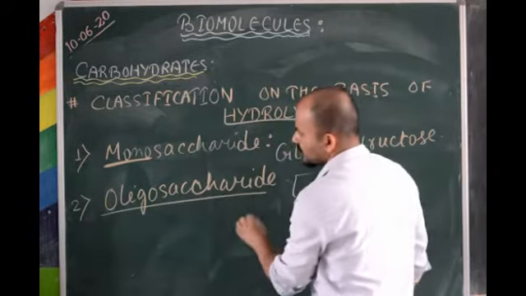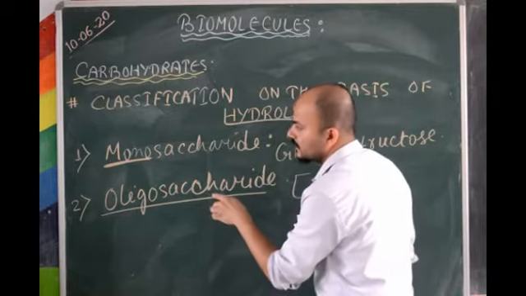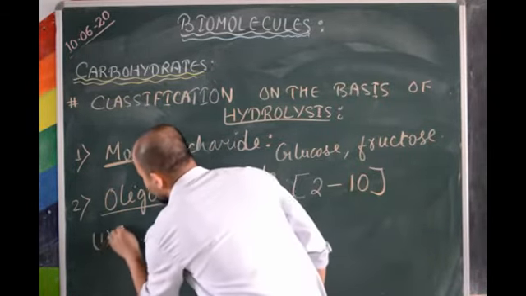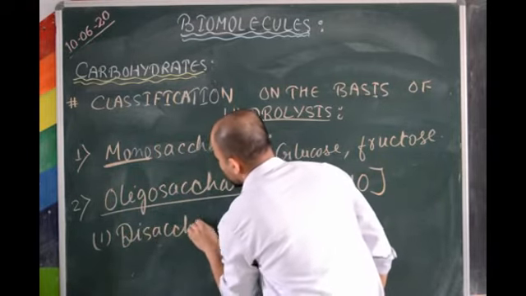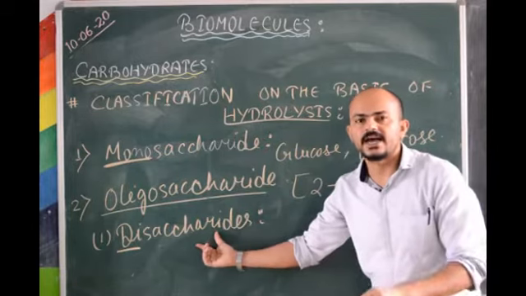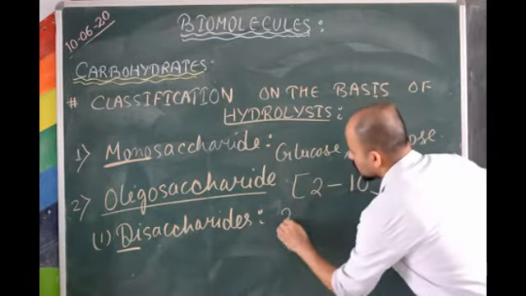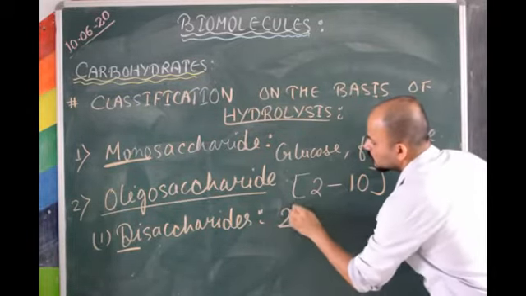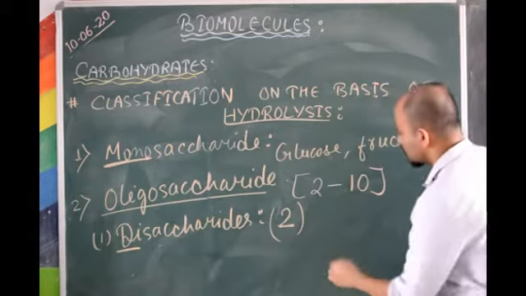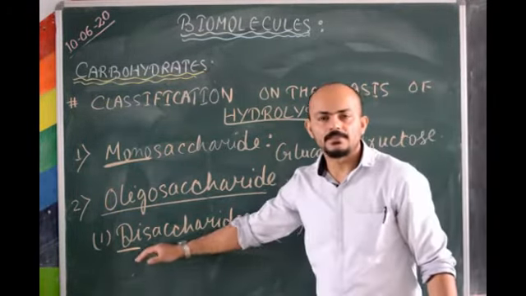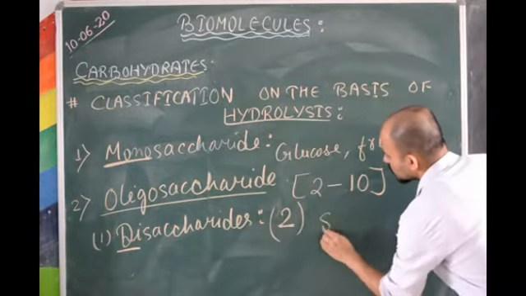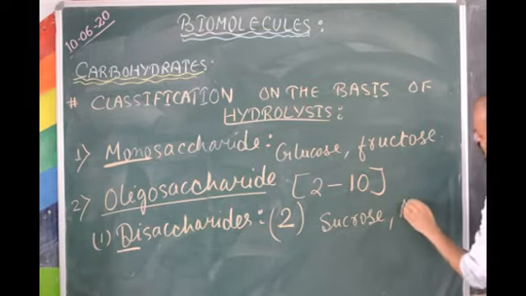So under oligosaccharide, we are now discussing the classification under oligosaccharide. Please focus. The first one is disaccharide. What does di mean? Di means two. So those oligosaccharides which upon hydrolysis yield two monosaccharides are known as disaccharides. For example, we have sucrose, maltose, lactose, etc.